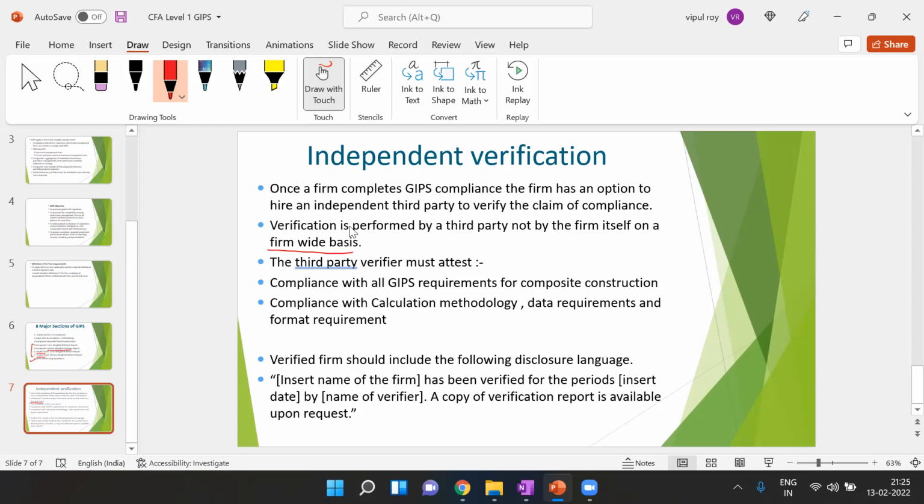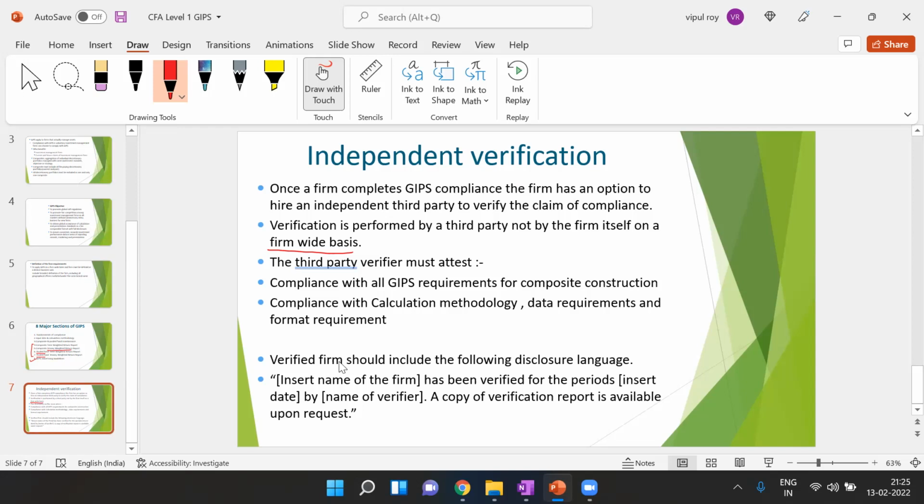Now, whoever is the third party verifying must attest that all the GIPS requirements have been complied with for composite construction, and that all the calculation methodology, data requirements, and format requirements of claiming compliance with GIPS have been met. This is the duty of the verifier. He needs to attest that the firm has complied with all GIPS requirements for composite construction, obviously on a firm-wide basis, and that all the processes and procedures have been followed in performance presentation as far as calculation methodology, data requirement, and format requirement are concerned.